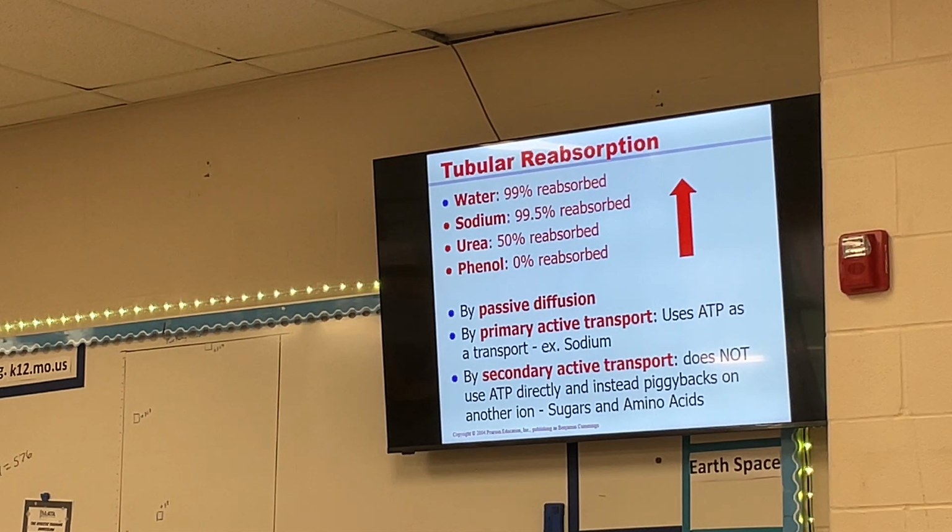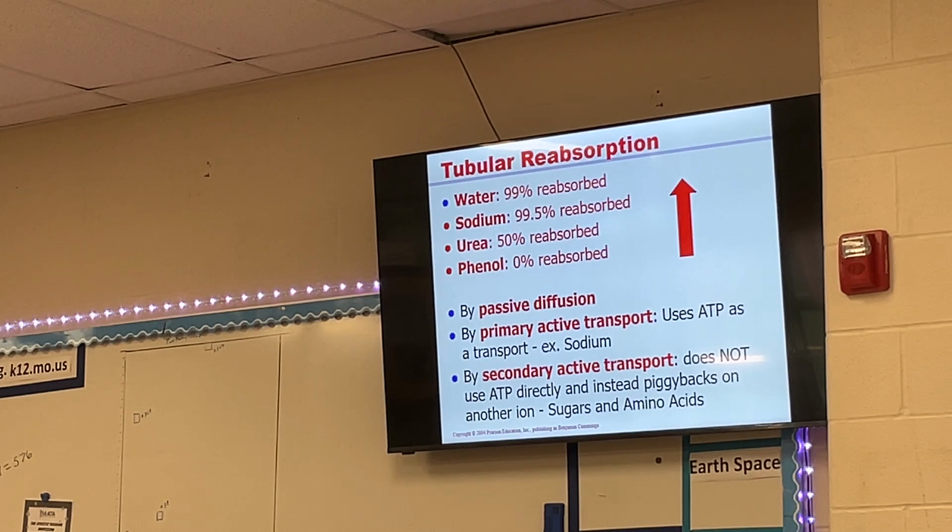There are 3 processes that our body uses. There's the passive diffusion, which doesn't use any energy. And then there's 2 types of active transport. There's a primary active transport, which uses ATP. That's the one we learned about before, which is just using ATP actively to push things across the membrane. But there's also something called secondary active transport. We didn't really talk about this one before. It does not use ATP directly.